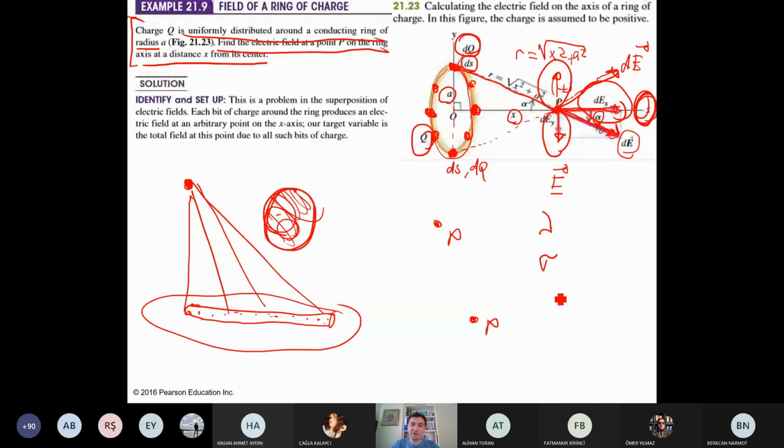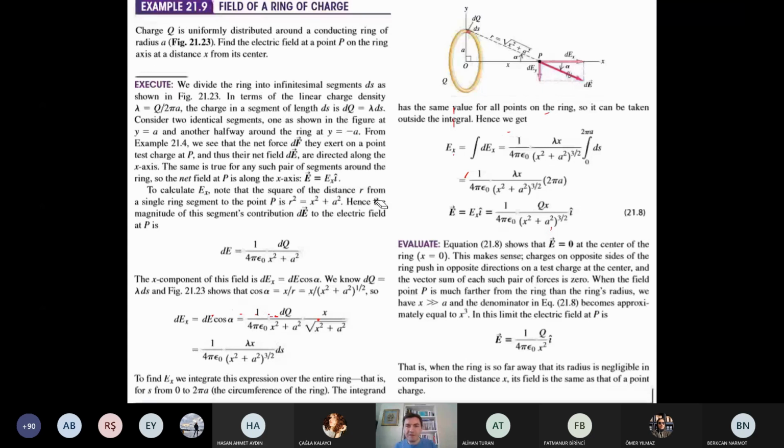Now let's continue to the solution. Then the final electric field produced at P point will be along the x direction. Okay, it will be like this. There will be only the x component of the final electric field. And as I told you, I will calculate dE, the electric field produced by each segment of this ring. Then finally I will integrate this over the total length.